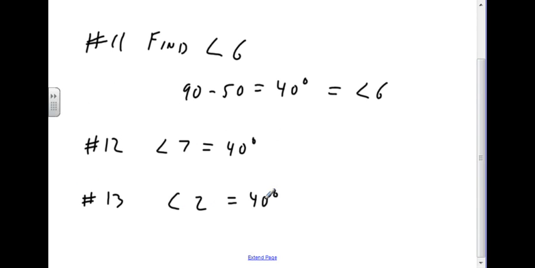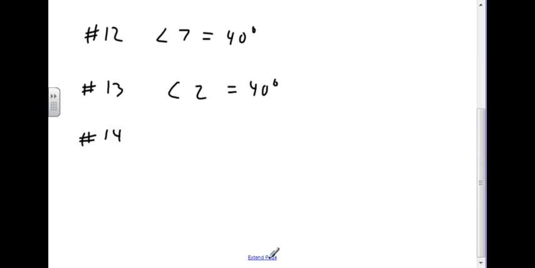Angle 4, number 14, we want to find angle 4, and that's going to be supplementary to angle 2. So 180 minus 40 is 140 degrees. And that would be angle 4. Okay.